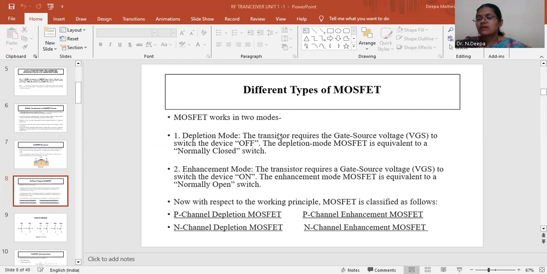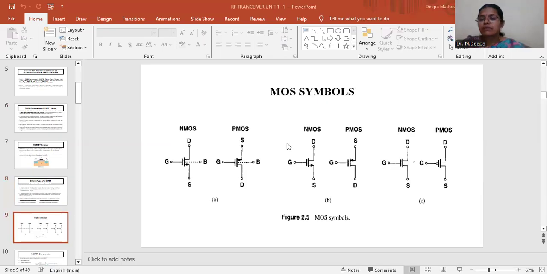N-channel MOSFETs are abbreviated as NMOS, which is symbolically shown in this figure. NMOS and PMOS: we can see these symbols of the N-channel MOSFET and P-channel MOSFET.